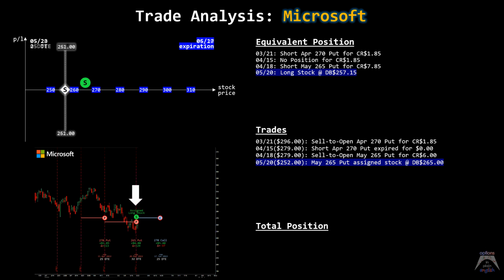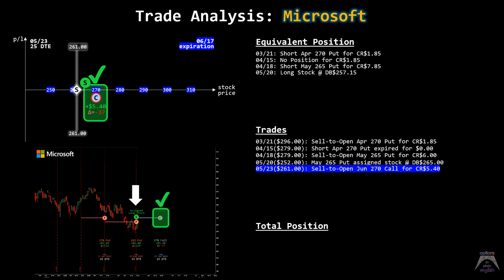On May 23rd, we continue on with our wheel trade by following the rules, and now selling to open the June 270 call for a credit of $540. This means that we now have an equivalent position of long the June 270 covered call for a total cost of $251.75.